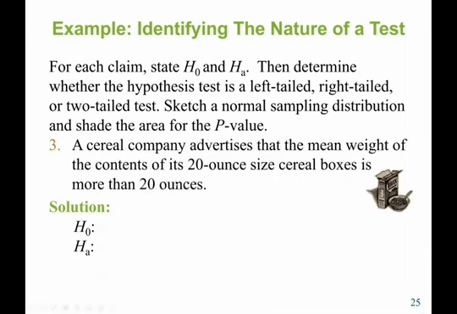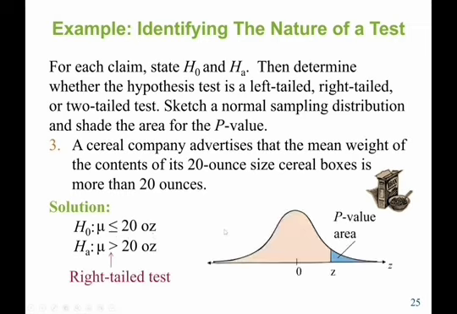Next, we have a cereal company that advertised that the mean weight of the content of its 20-ounce size cereal boxes is more than 20 ounces. So this will be a right tail. So HA will be greater than 20 ounces. Then HO, the mean, will be less than or equal to 20 ounces. So we have a right tail test.